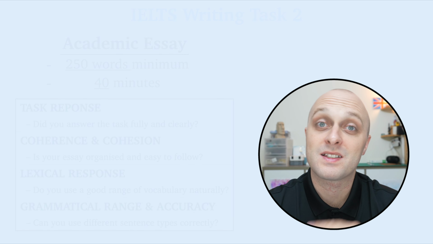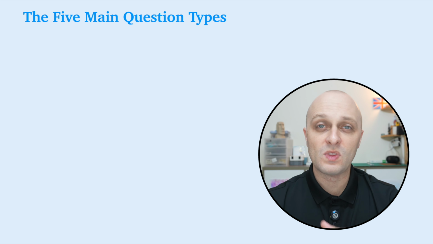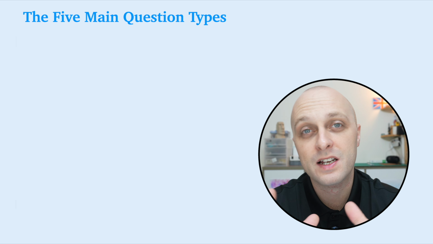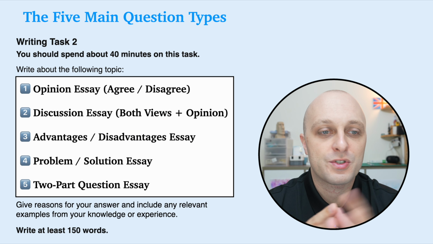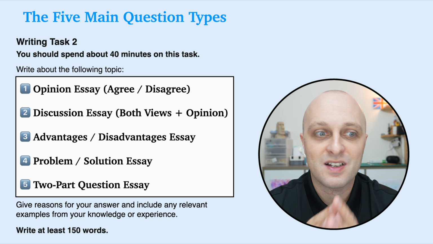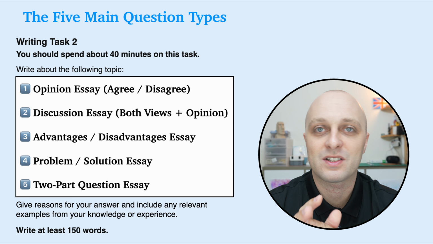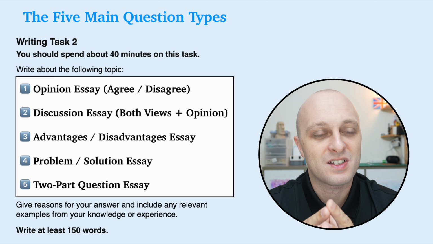Okay, let's move on. The 5 main question types. Writing, task 2, you should spend 40 minutes on this task. Write about the following topic. It's always going to start like that.